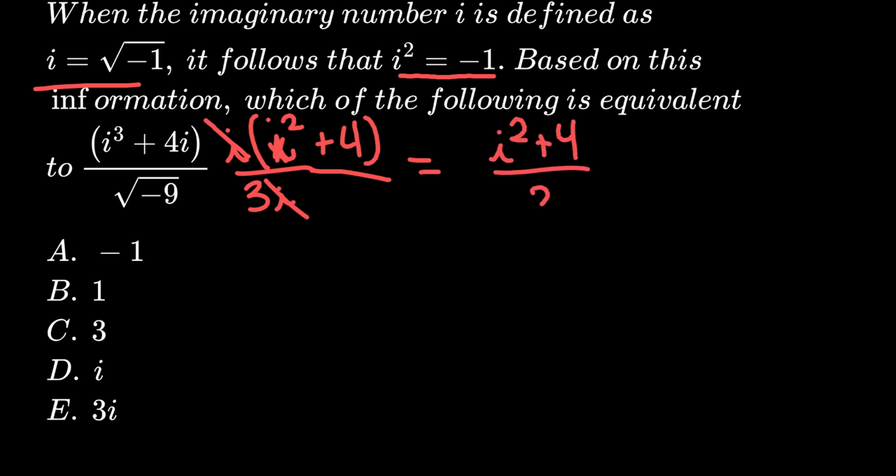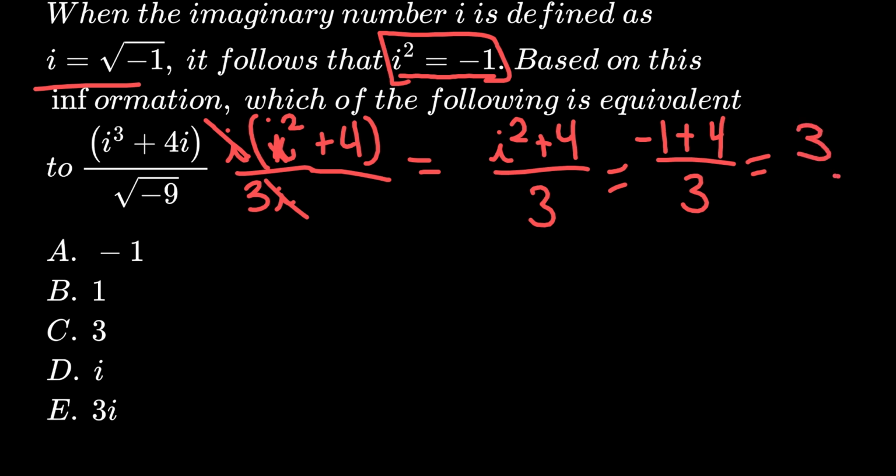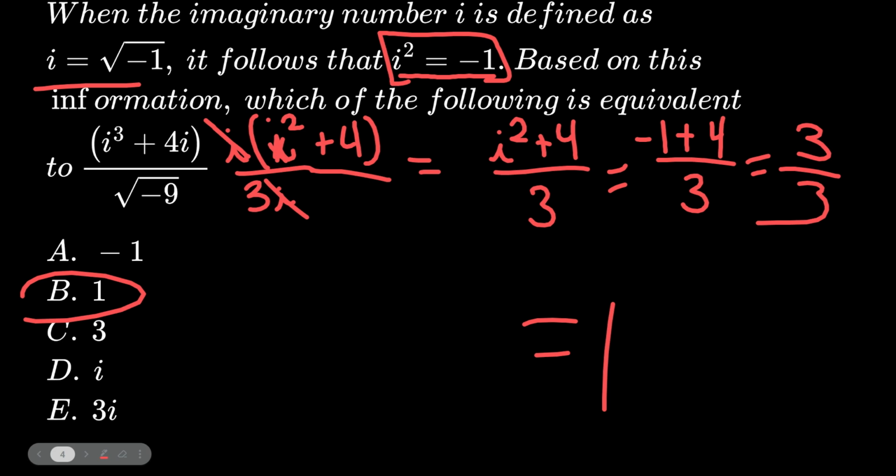Now what do I do with that i squared? Remember, i squared is negative 1. You should just know that if you're going into the ACT, and if you don't, check out some of my videos. That'll leave me with negative 1 plus 4 over 3. Negative 1 plus 4 is 3 over 3. That is 1. Leaves me with B as my answer.